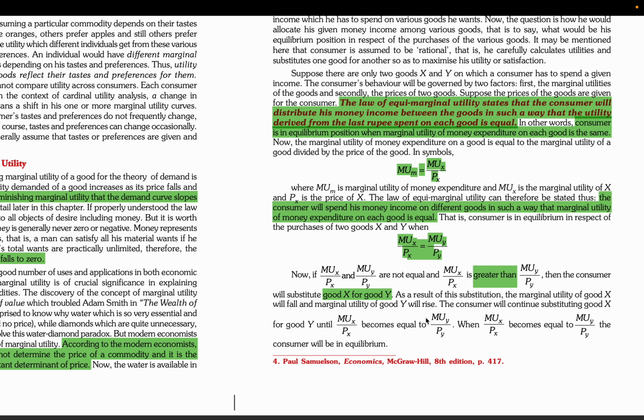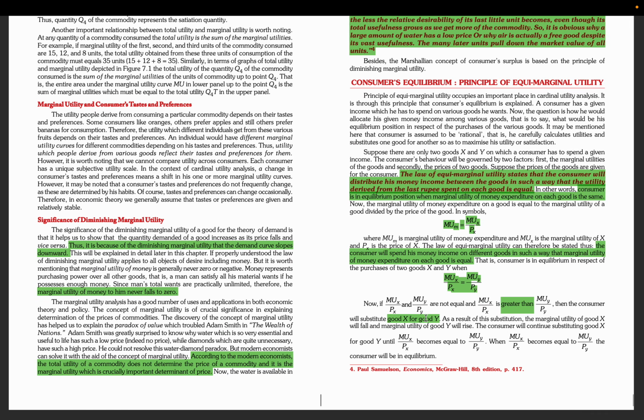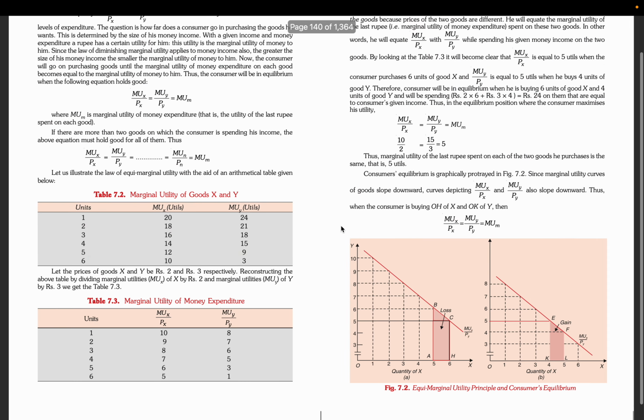The consumer will continue substituting good X for good Y until MUx by Px becomes equal to MUy by Py, because this is the equilibrium condition. When MUx by Px becomes equal to MUy by Py, the consumer will be in equilibrium. So basically, if it's greater, you're going to substitute that good for the other good until you come to the equilibrium position where MU of M of one good is equal to the MU of M of the other good.